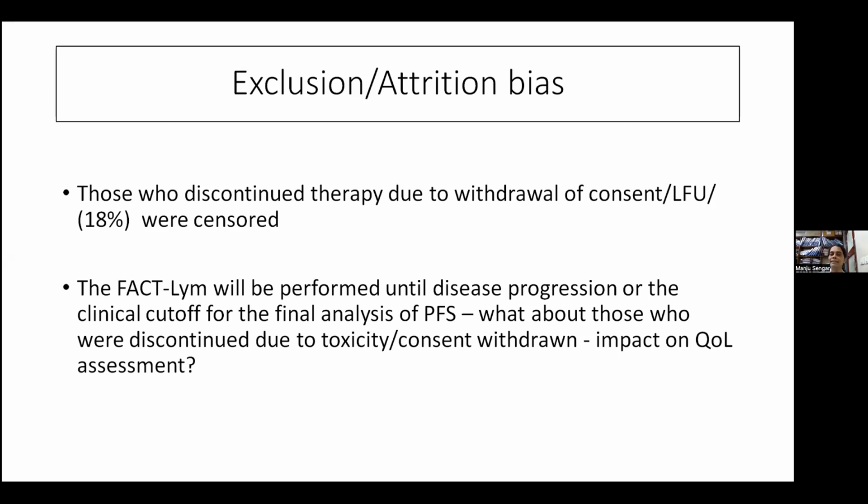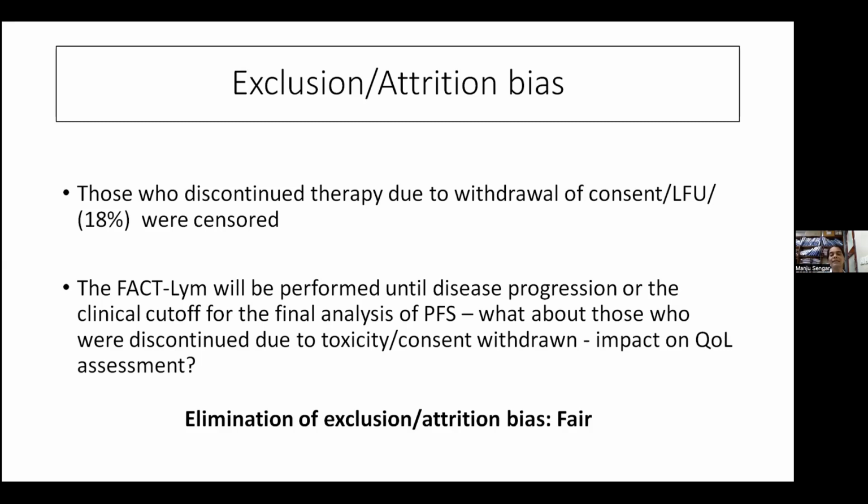The study assessed the quality of life using the standard QOL questionnaire. And this was performed until disease progression or till the final analysis of PFS. However, the challenge here is that for those who were discontinued because of toxicity, the end of study visit happened 30 days later. So if you had toxicity today and your quality of life is being assessed 30 days later, there's a high chance that the quality of life, which is bad today, the scores will become better at that time. So how did they account for all this in the quality of life assessment?